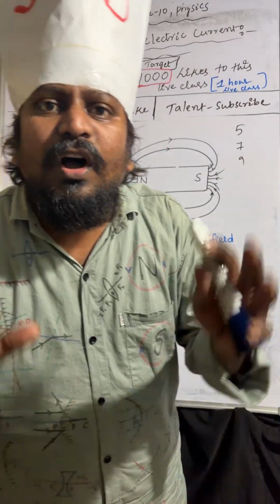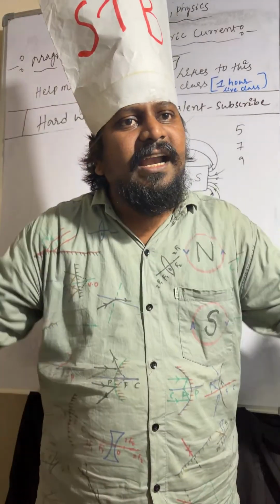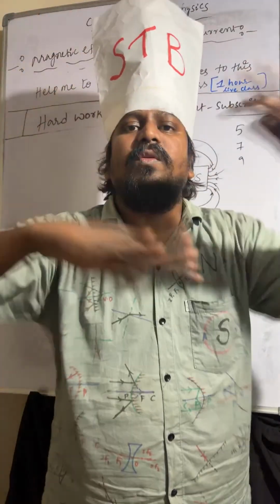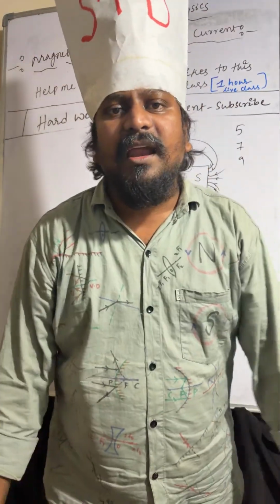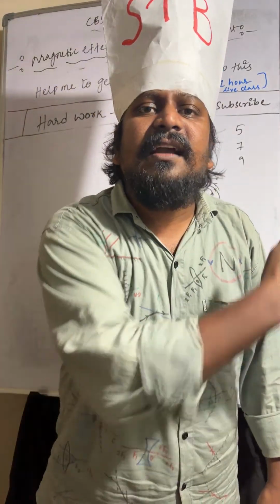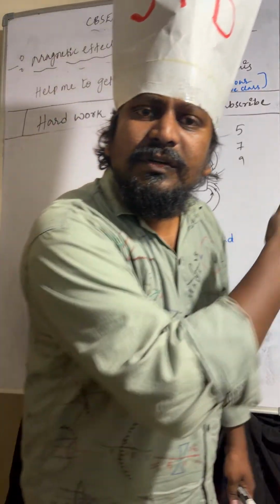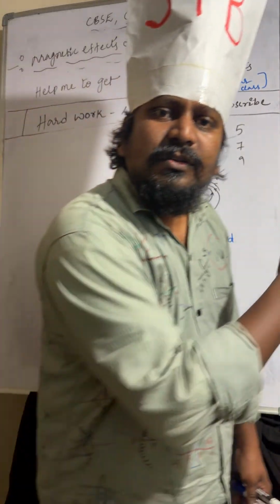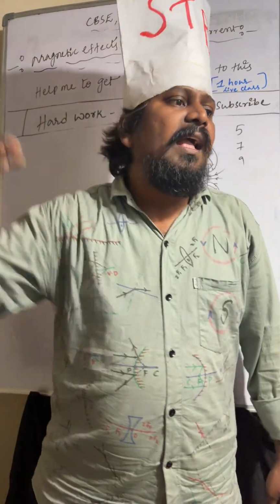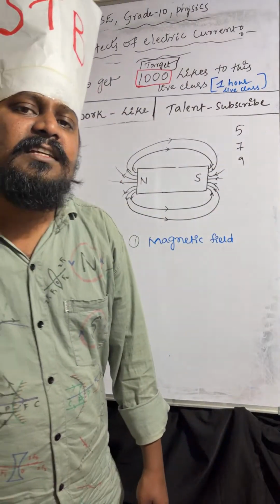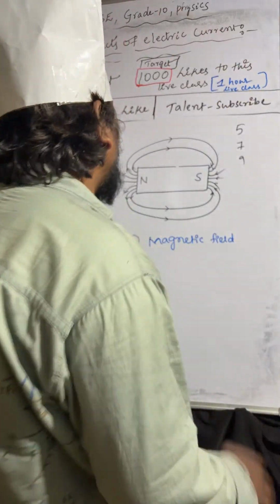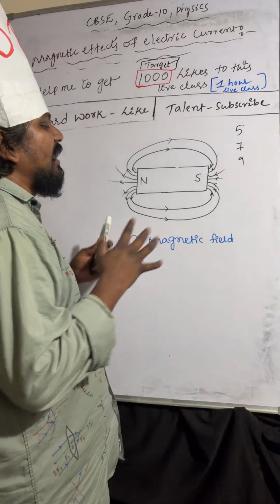Yes or no? Those field lines, outside of the bar magnet, go from north to south, and inside of the bar magnet, south to north. Outside of the bar magnet, the magnetic field lines are north to south. Inside of the bar magnet, the magnetic field lines are south to north. Yes or no? So this is about magnetic field lines.